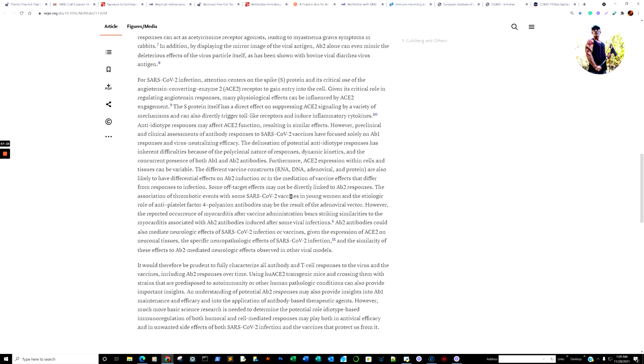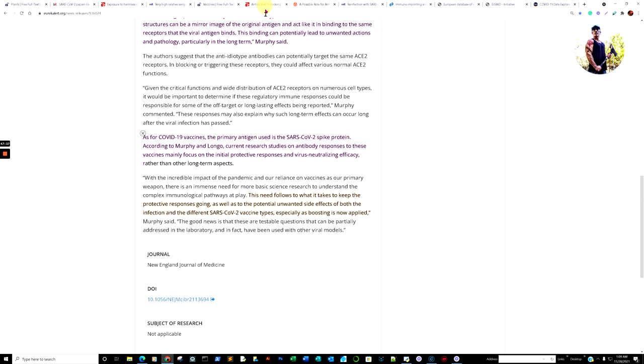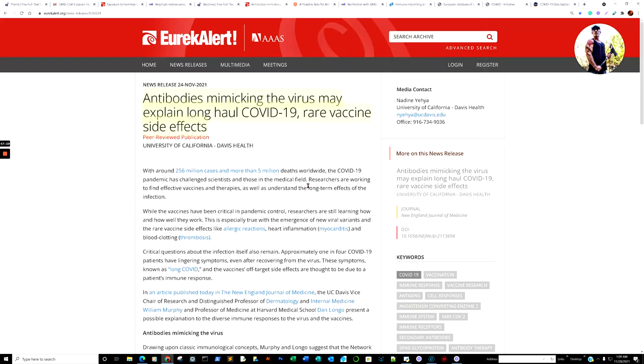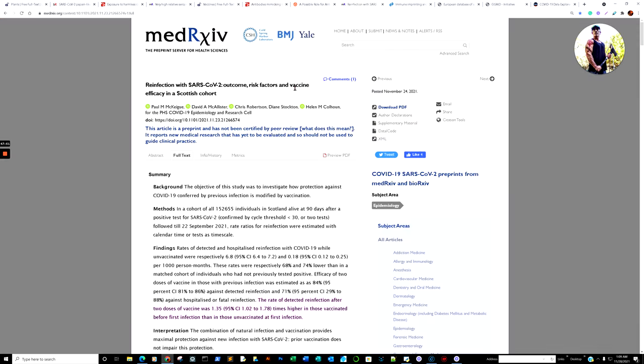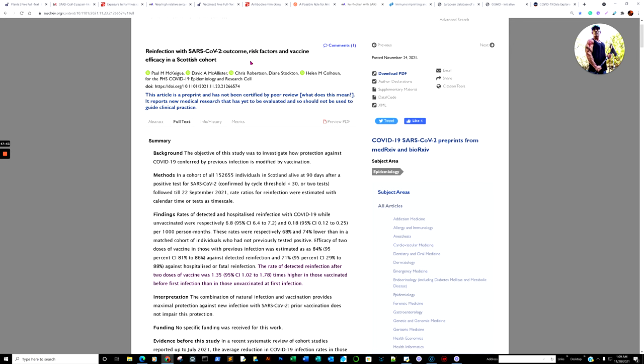The article will be there. Again, I don't want to add more to it than they already explored. Antibodies mimicking the virus may explain long-haul COVID-19 rare vaccine side effects. Next, reinfection with SARS-CoV-2 outcome risk factors and vaccine efficacy in Scottish court.